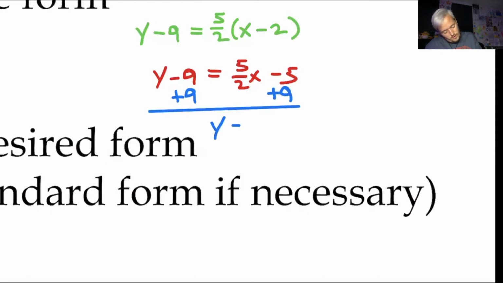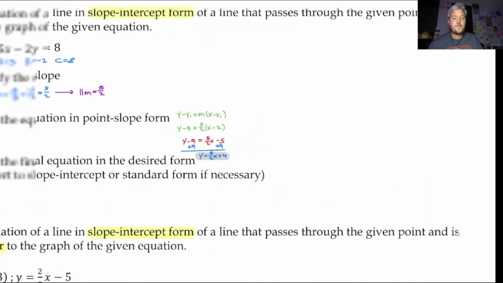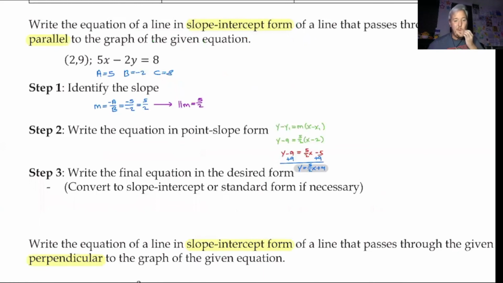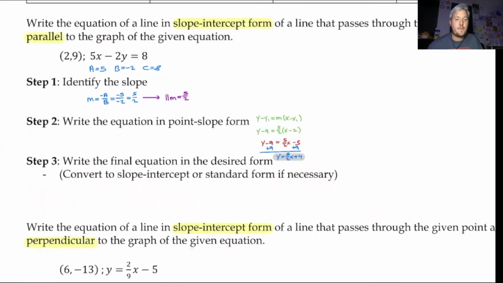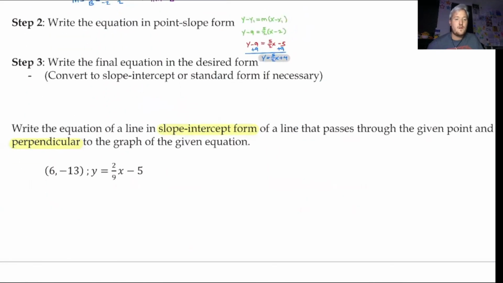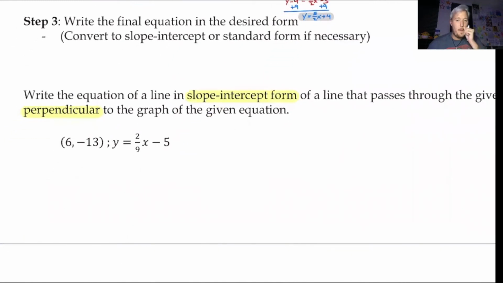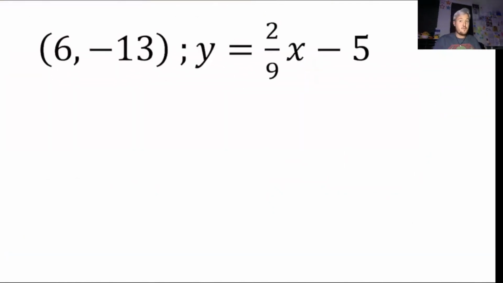So I have y equals 5/2 x plus 4. So here is our slope-intercept form equation. All right, so now for the next one, same idea, but now instead of parallel, we want perpendicular. But now I gave you the equation in slope-intercept form.